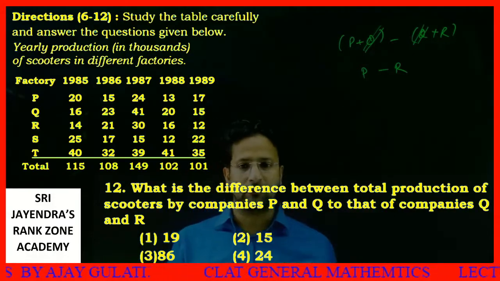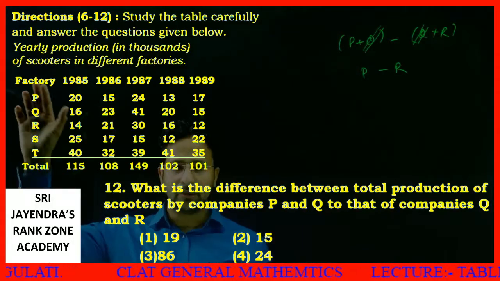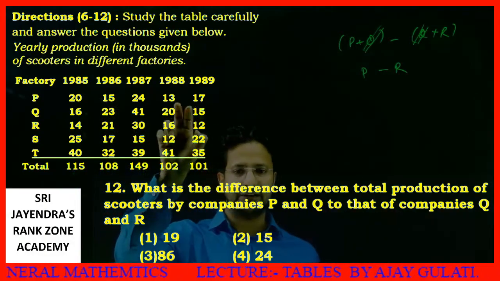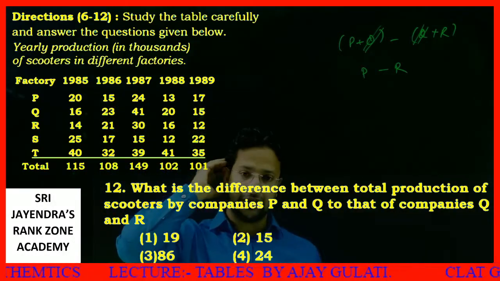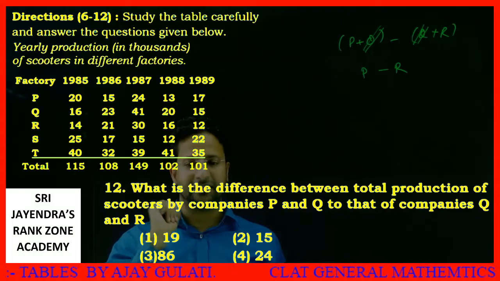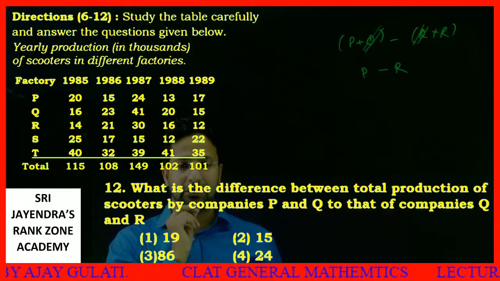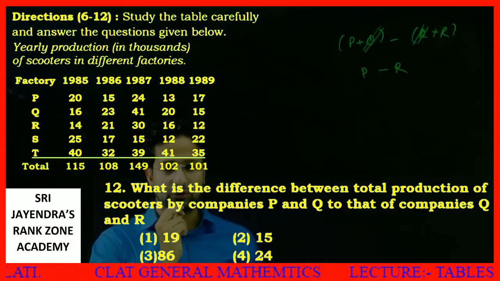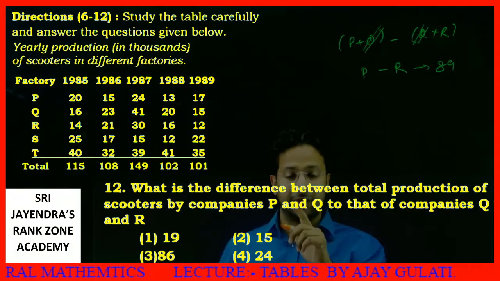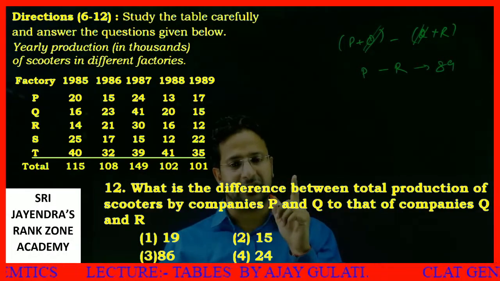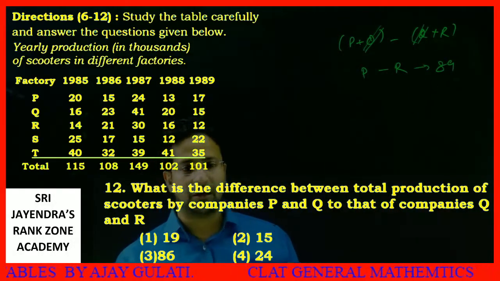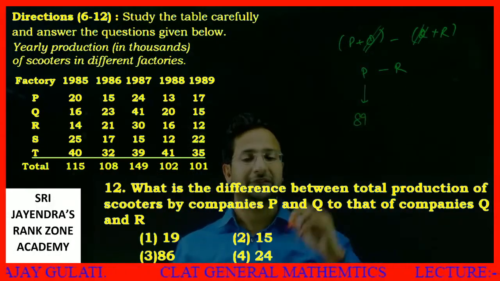Let's see what is the difference between P and R. Let's add up the total of P and R. See, P is 20 plus 15, 35. Then 13 and 17, 30. 35 and 30, 65. Next to the 65, you add 24, you get 89. Clear, my dear students? Again, 20 plus 15, 35. 13 plus 17, 30. 35 plus 30, 65. So 65, you add 24, you get 89. Then this is P.